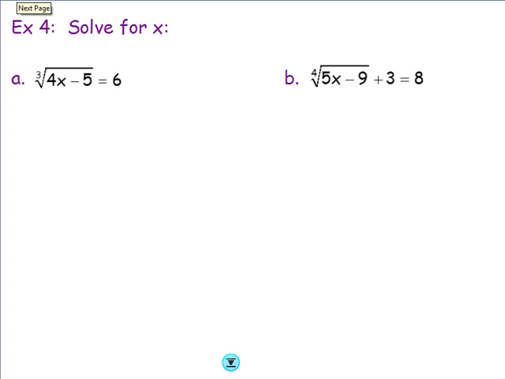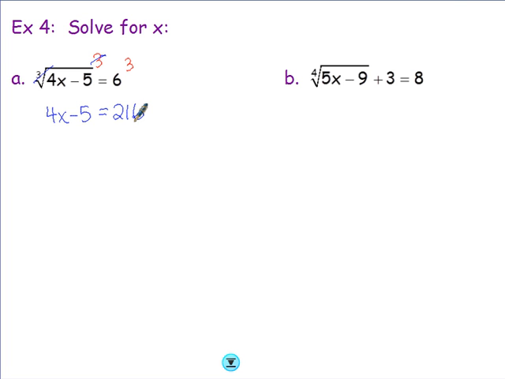So let's take a look at A. The first step is to get the root by itself. Is it? Yes, there's nothing with that radical. We need to use an exponent. Here's what's different. This has a little 3, so we're going to use a little 3 to get rid of it. These two cancel. That leaves us with 4x minus 5. 6 times 6 times 6 is 216.